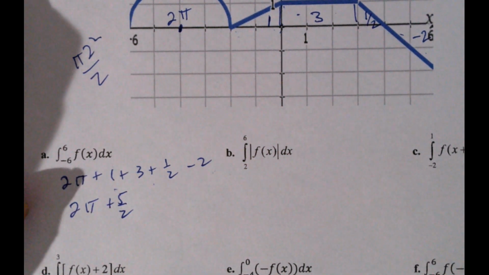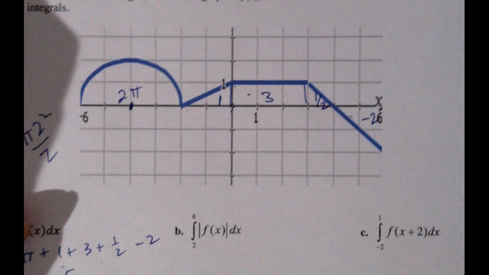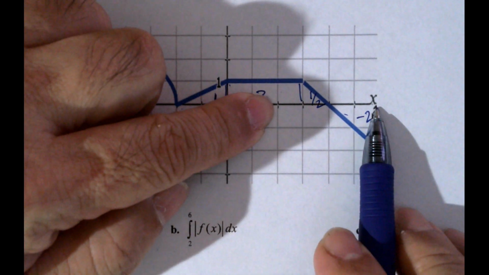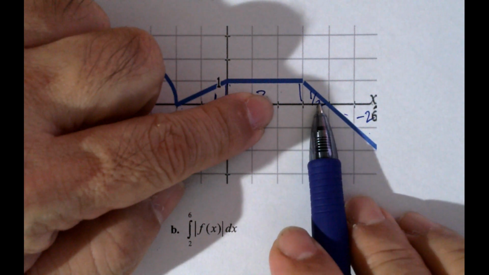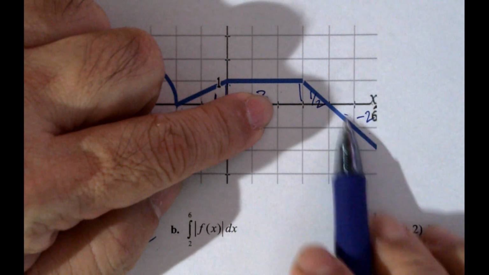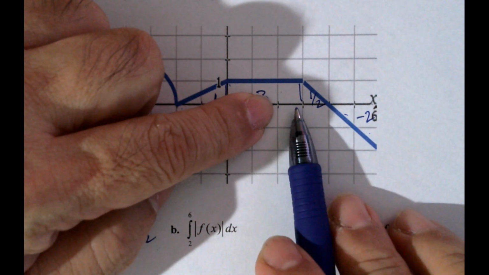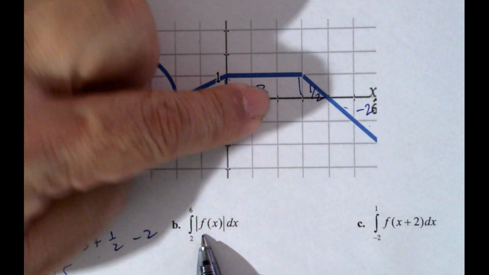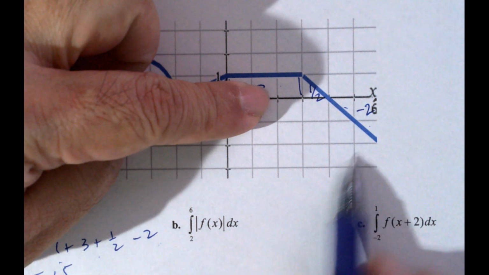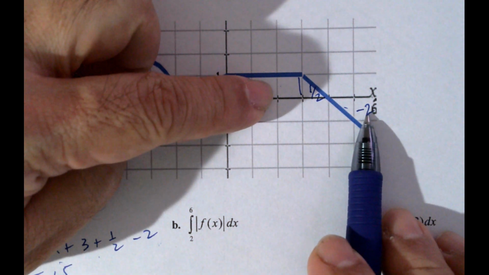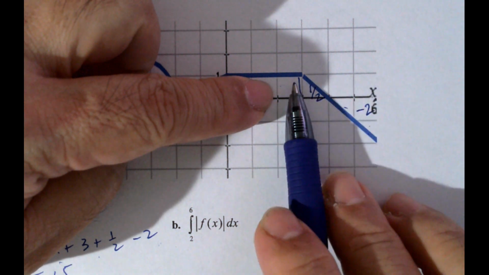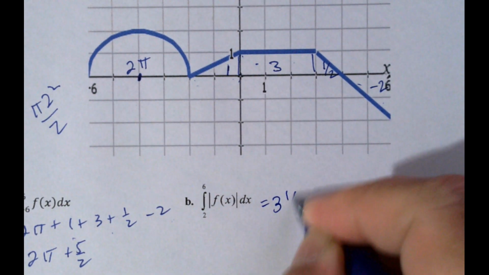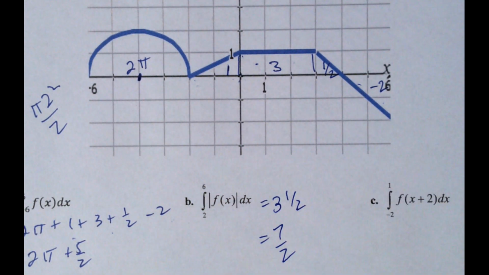Okay, now we're going from 2 to 6. So 2 is here, and 6 is here. So we have 1.5, and this is 2. So we're going to add 1. Okay, this is negative 2, but it says absolute value, and B says absolute value. So we're going to look at an absolute value that is 2. So it's 2, 3, 3.5, or 7/2.